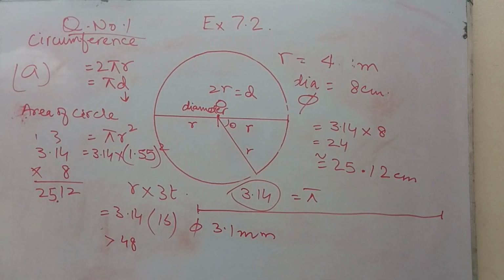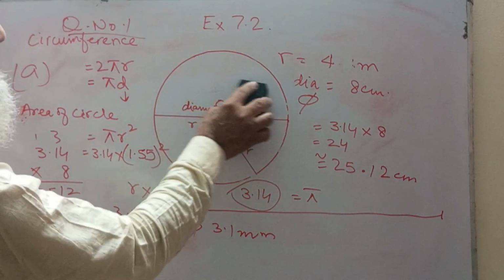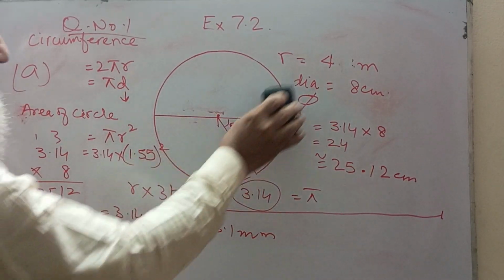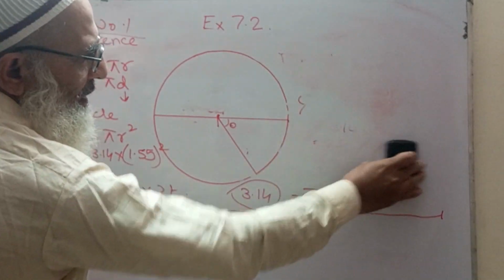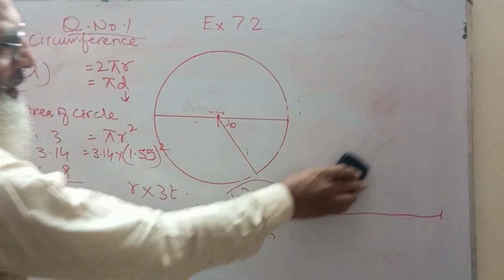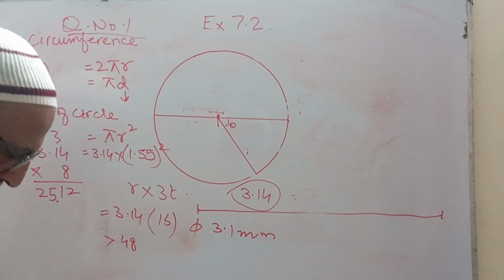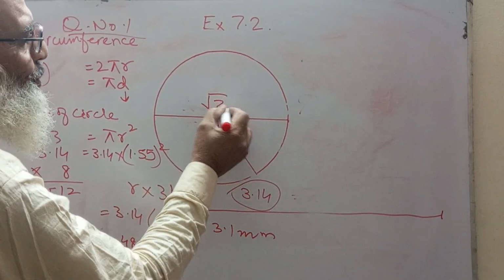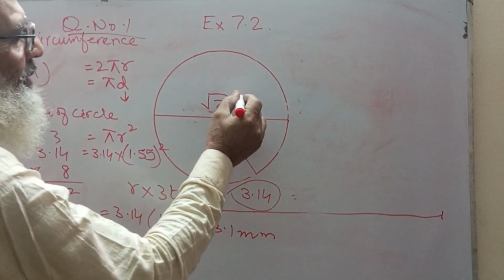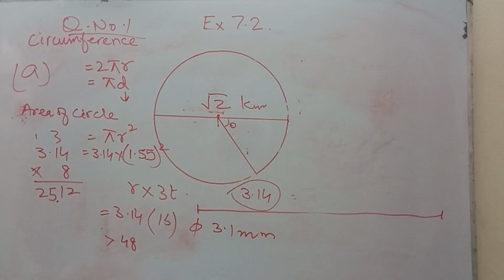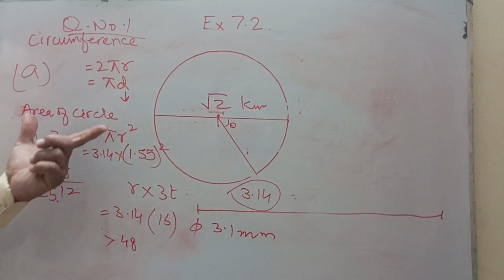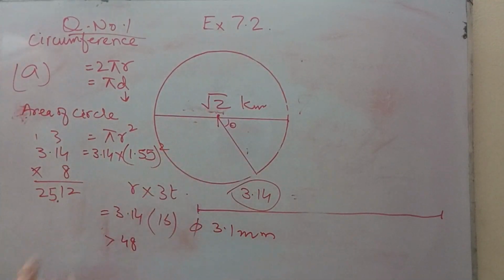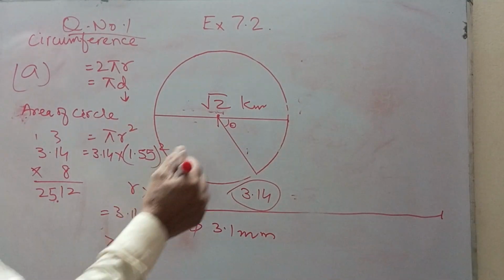In part E is a little interesting. Part E is a little interesting over here. Let me share it with you. Now the diameter given is 2 under root 2 kilometers. Under root 2 kilometers. No difficulty again. We have to find both the circumference and the area.